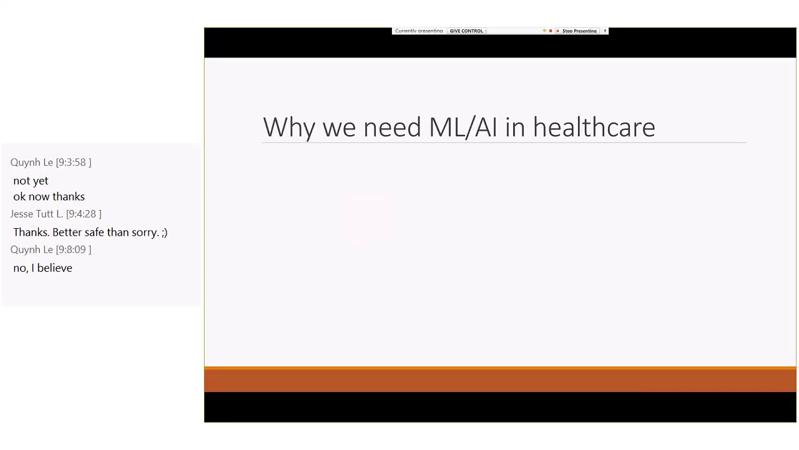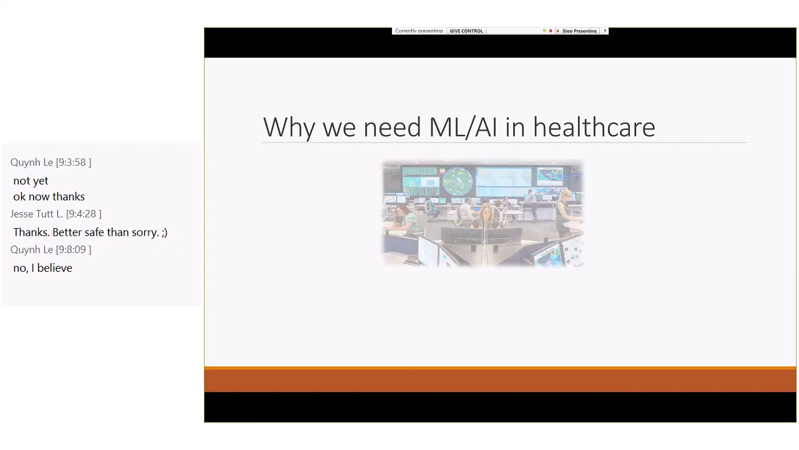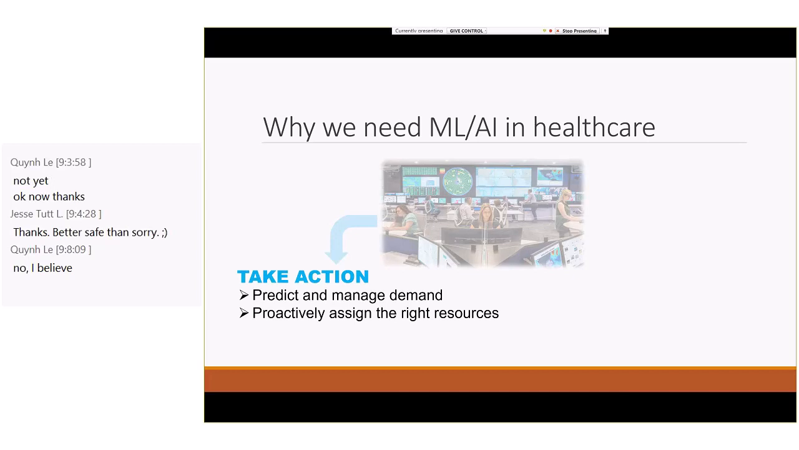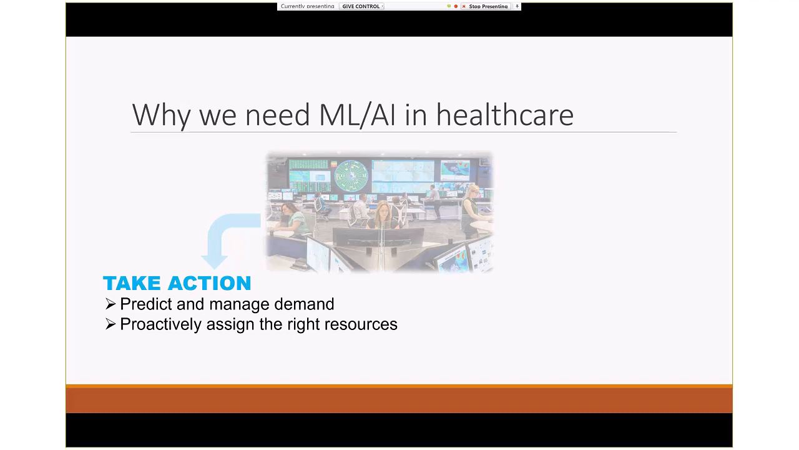Obviously, the talk about creating sustainability in healthcare is not new. Many people have different visions on how to achieve that. For me, I believe ML AI should play a big role in creating that sustainability, in part because it allows us to take more data-driven action. We can predict and manage the demand rather than always being reactive to the fire; instead, predict where the fire is going to happen.